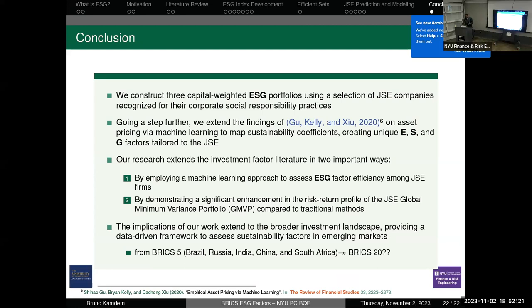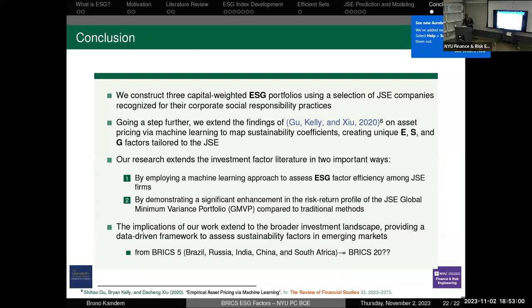First, by employing a machine learning approach to assess ESG factor efficiency using Johannesburg Stock Exchange firms. And two, by demonstrating a significant enhancement in the risk-return profile of the JSE global minimum variance portfolio that we just spoke about, compared to traditional methods like the Sharpe ratio and the Markowitz efficient frontier we spoke about as well.